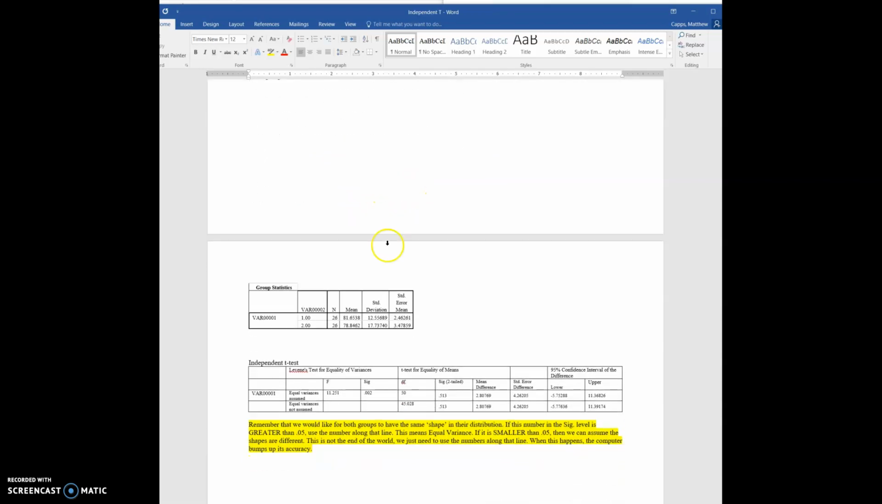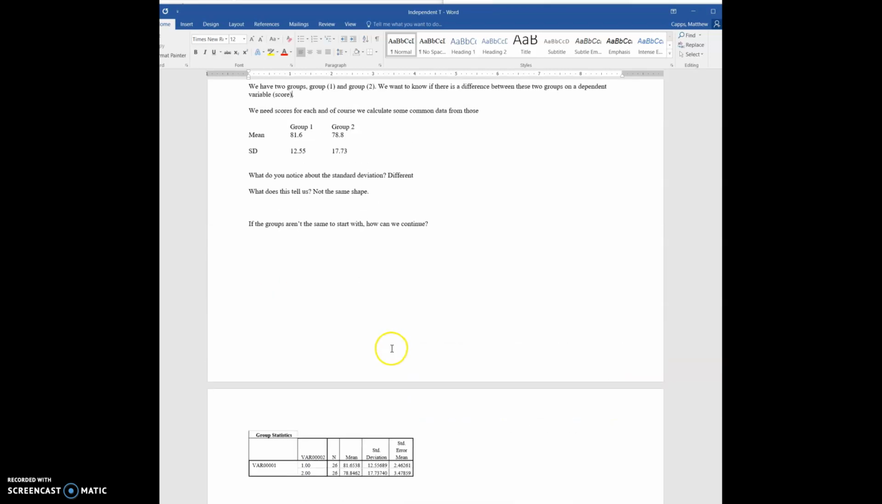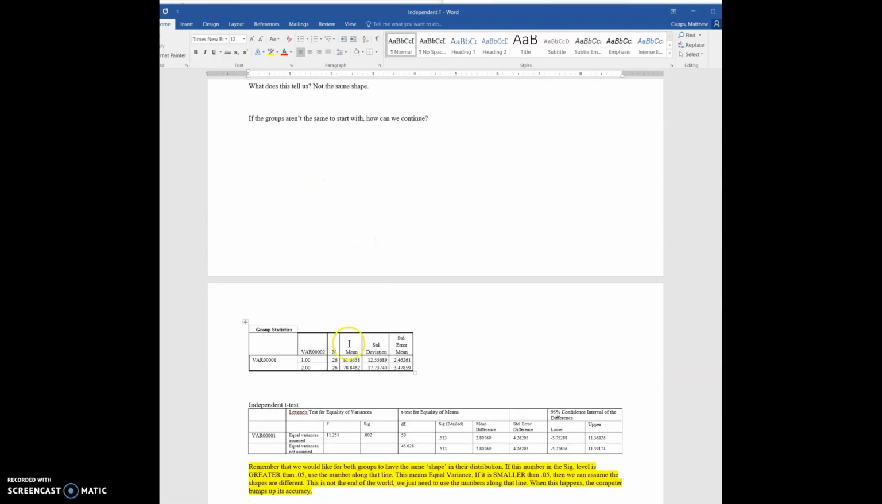So what I've done is I've run this test, and this is the output for a t-test. And up here we have group 1 and group 2. So we have the mean for those two groups. That comes from right here. We have 26 students in each of our groups.